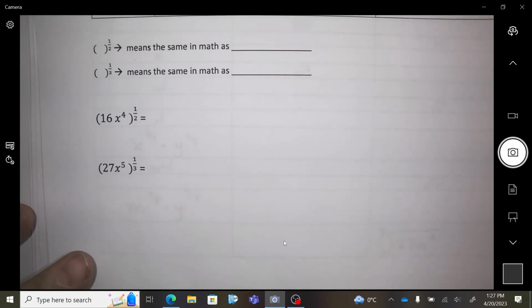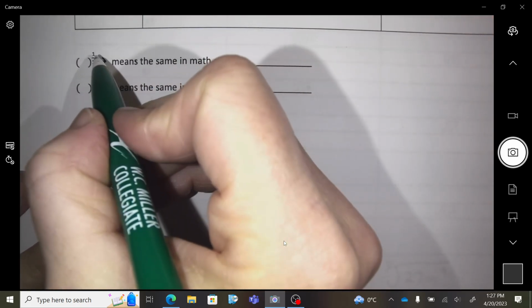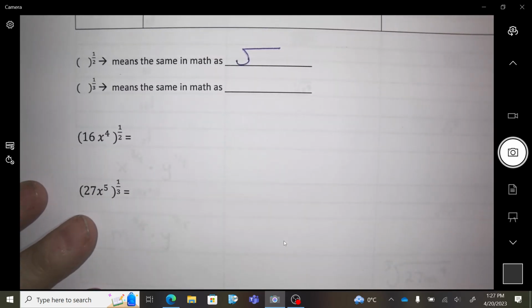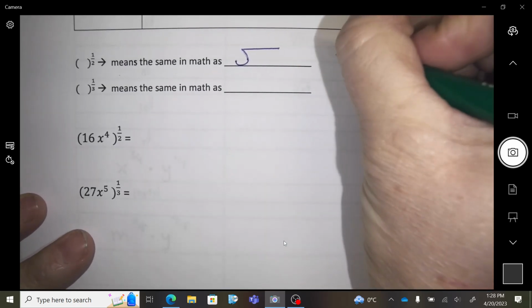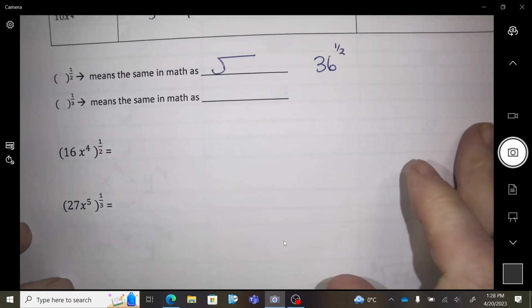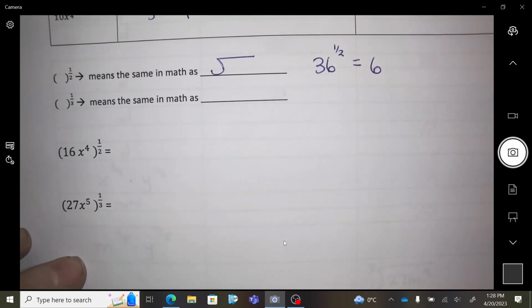Okay, did you know this? When you use the exponent 1/2, it's the same math as doing a square root. Yep, so for instance, 36 to the 1/2 should equal what? 6.